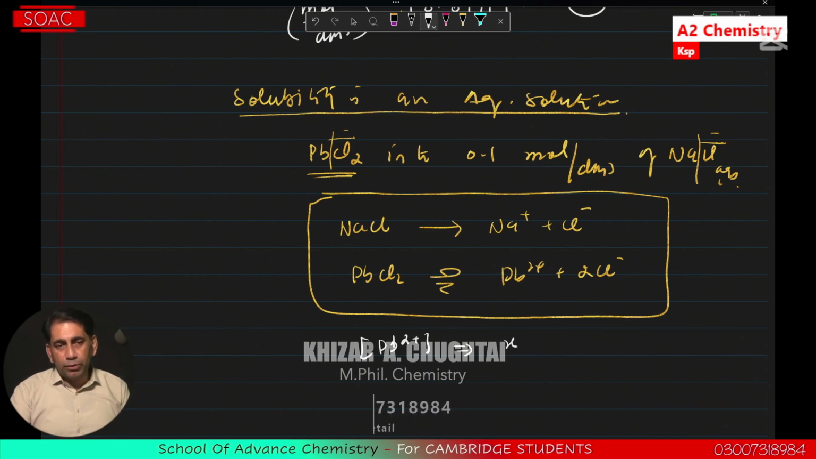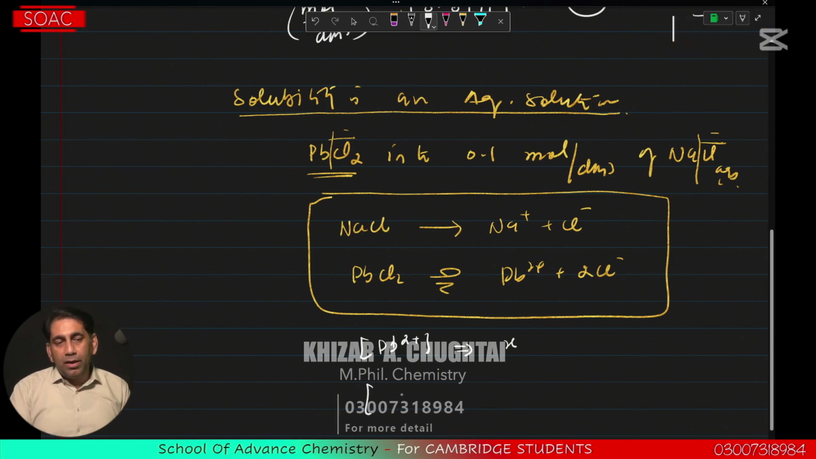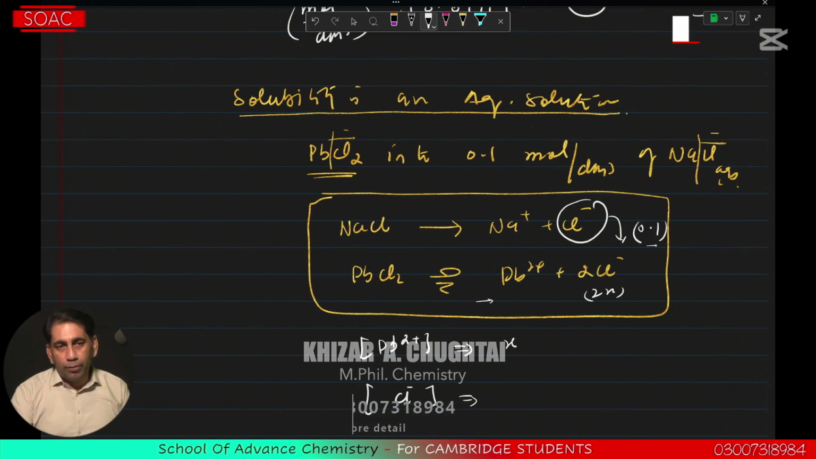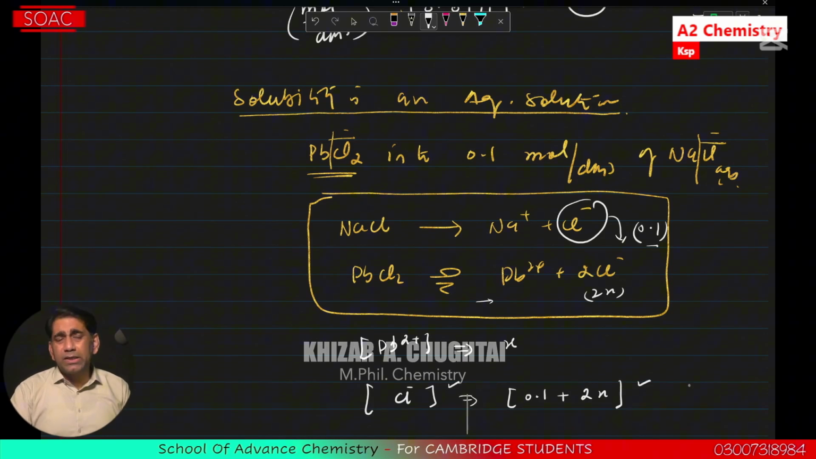What will be the concentration? Let's suppose it is X mole of Pb2 positive ion. And in terms of X, what will be the concentration of Cl negative ion? That will be 2X, as we have seen in the previous example. But this time Cl is also coming from NaCl, and its concentration is 0.1 mole. So the concentration of Cl negative ion is 0.1 plus 2X. That is the new concentration of Cl negative ion in this beaker, and X is the concentration of the ion as well as the solubility of this compound.